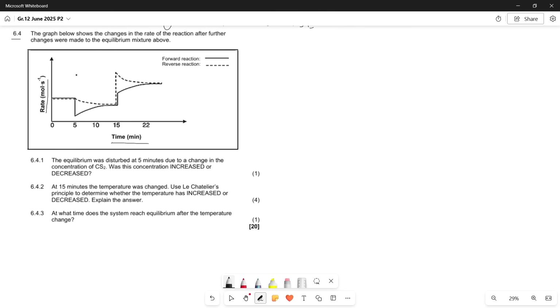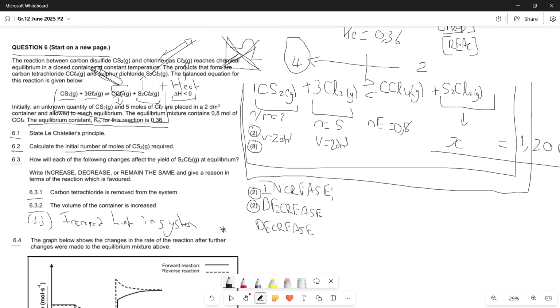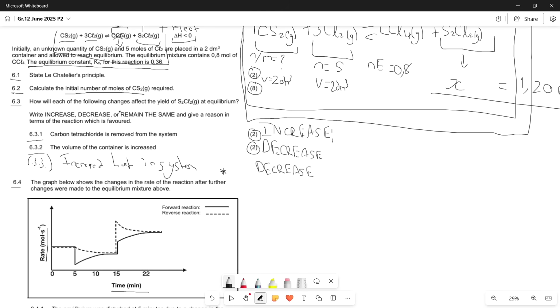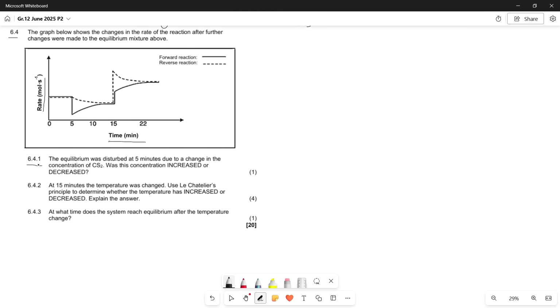So we will interpret all of these, but when they are straight, that means equilibrium has been reached, and then at the 5-minute mark, for example, and the 15-minute mark, certain changes were made in order for this system to either move forward or backwards based on whatever disturbance we've added to the system. And then 6.4.1 says the equilibrium was disturbed at 5 minutes, as we just mentioned, due to a change in the concentration of CS2. Was this concentration increased or decreased?